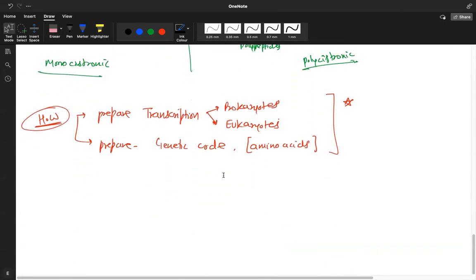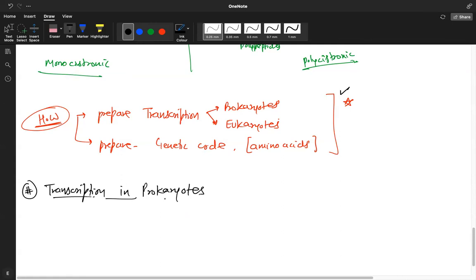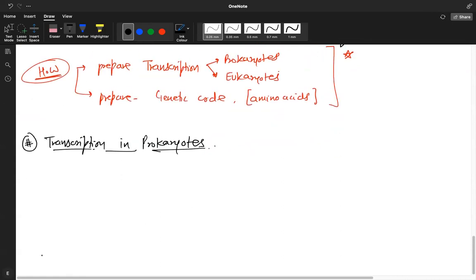Okay, good. Then I asked you to go and prepare transcription in prokaryotes and eukaryotes, and also read genetic code. Did you do this? If you did, today's class will be more beneficial to you. So let's move forward and talk about the first thing for today, which is transcription in prokaryotes.